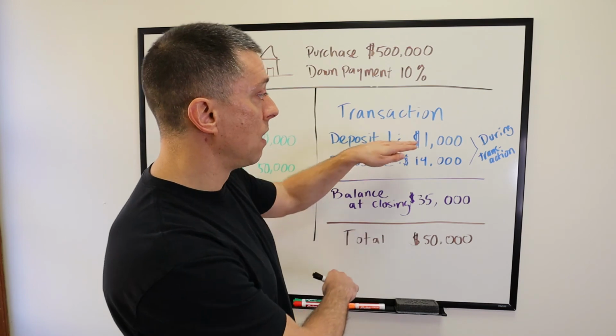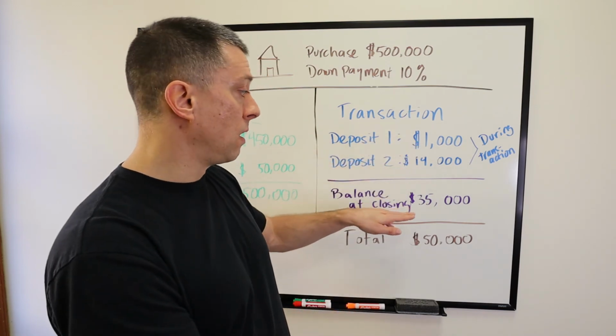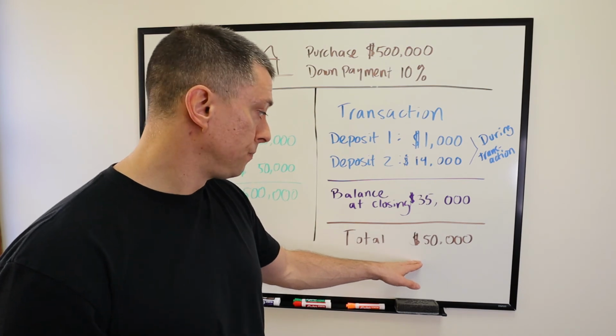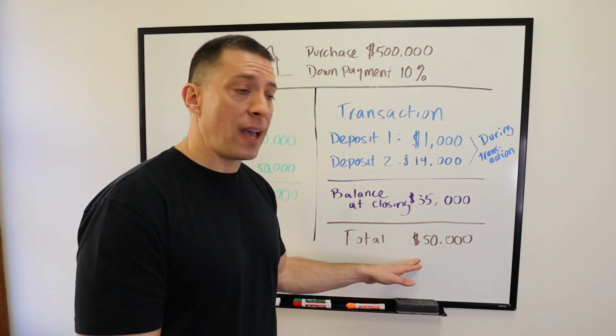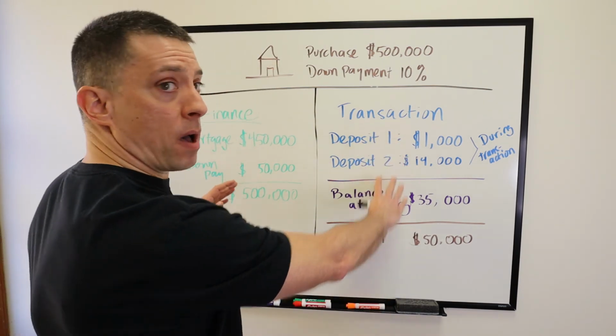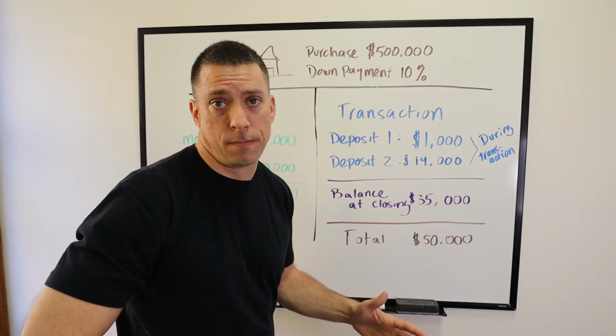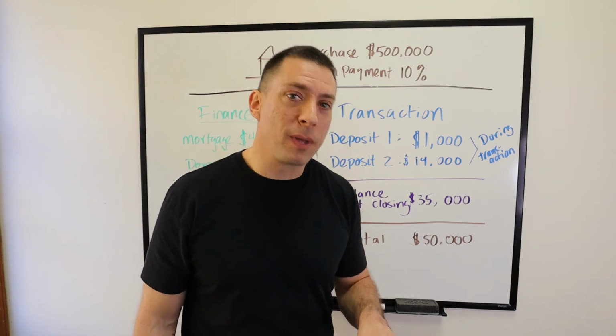So this is what it is. $1,000, $14,000 plus $35,000 is the total of the $50,000. All right. So that's how the deposits and down payment for your mortgage relate to one another. So hopefully that explains everything.